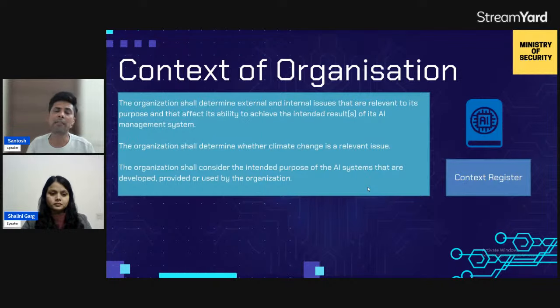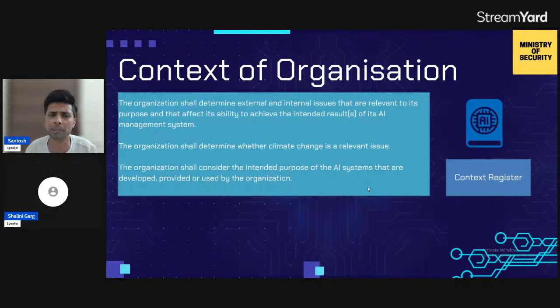So first thing is, when you want to start off with this particular standard, setting up the context of the organization. What do you mean by setting up the context of the organization? Before you start off with the development of your artificial intelligence management systems, you need to understand the external issues and internal issues that might be relevant for your organization or that might hamper the success of your artificial intelligence success.